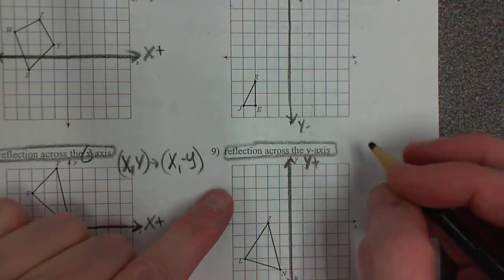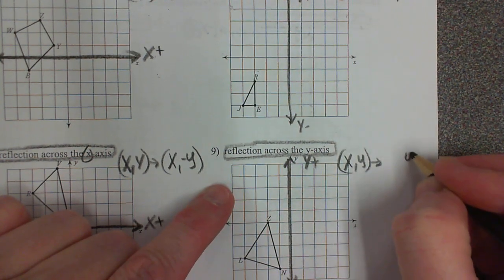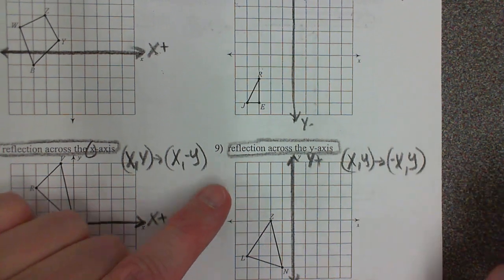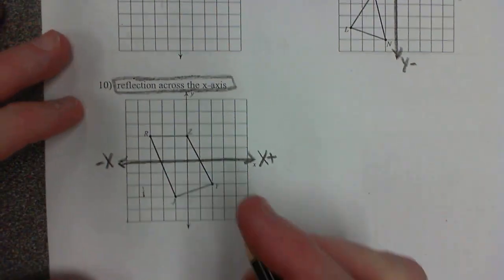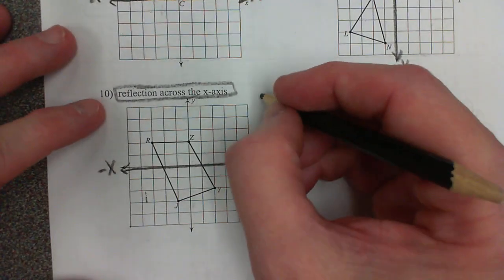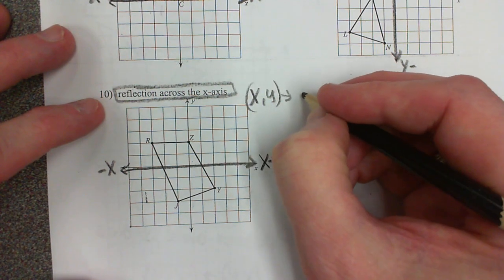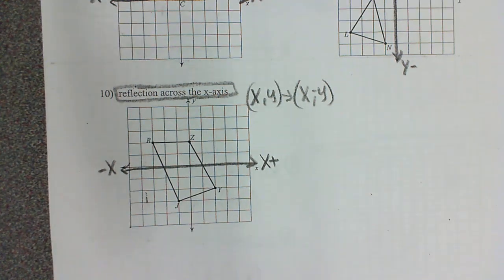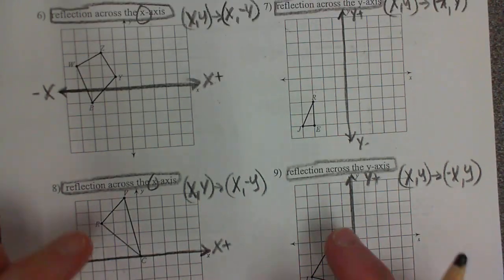If I reflect across the y-axis, y is going to stay exactly the same, okay? x is going to get the negative. And 10, reflecting across the x-axis, x is going to stay exactly the same, y gets the negative. Okay? Those are all your rules.